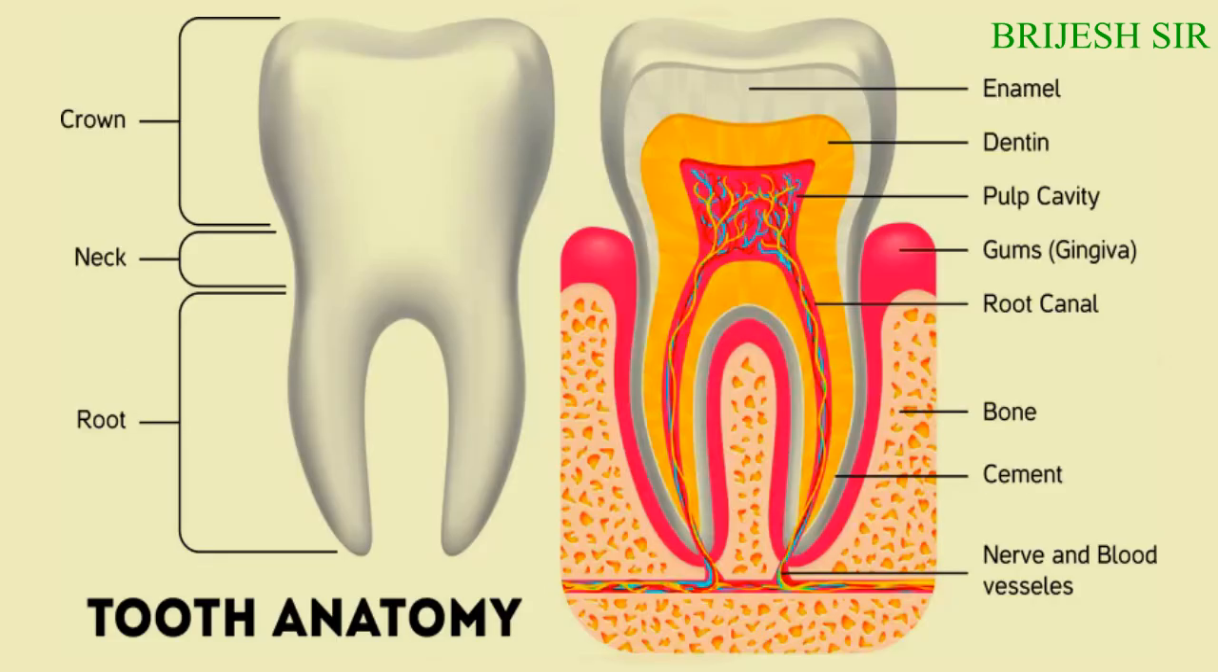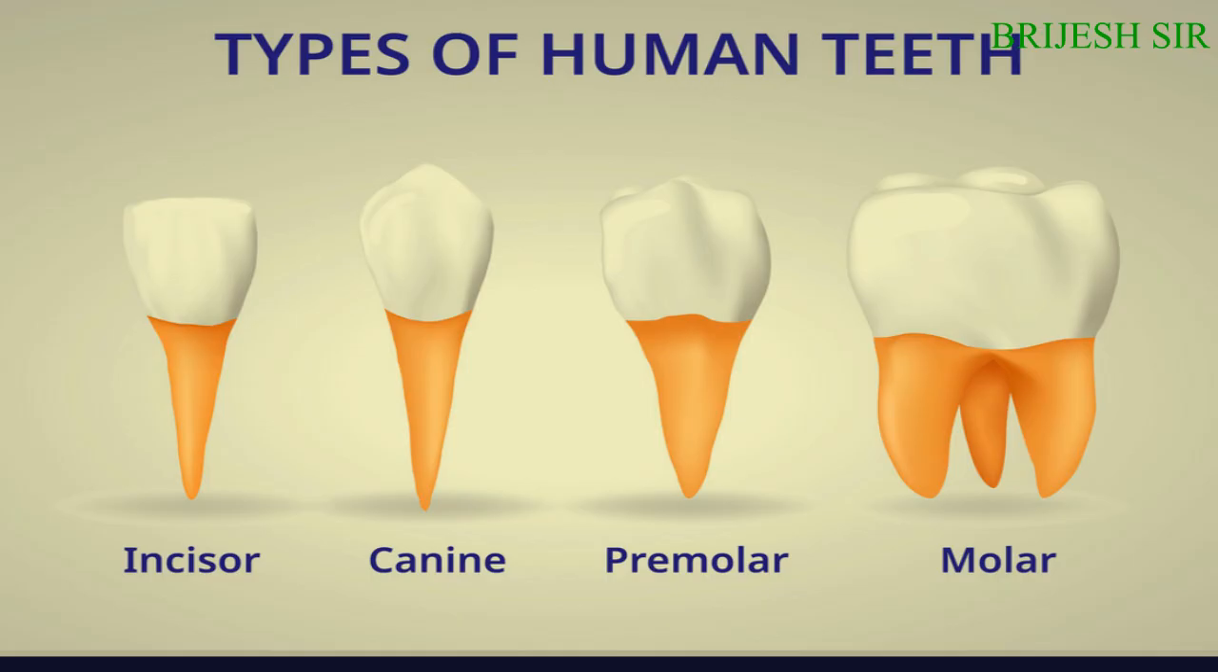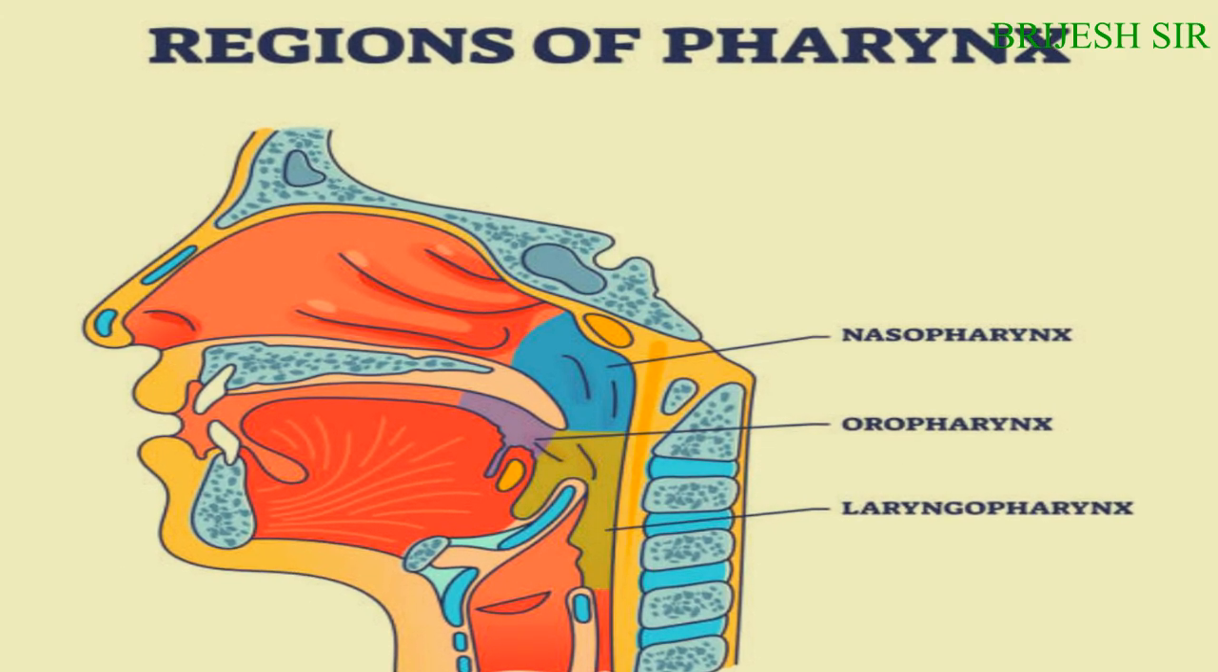Teeth. Humans have 32 teeth. These are of different types. Incisors for cutting, canines for tearing, premolars for crushing, molars for grinding. The dental formula is 2, 1, 2, 3 divided by 2, 1, 2, 3, multiplied by 2, and we get the total teeth in upper jaw 16 plus lower jaw 16. Total are 32.